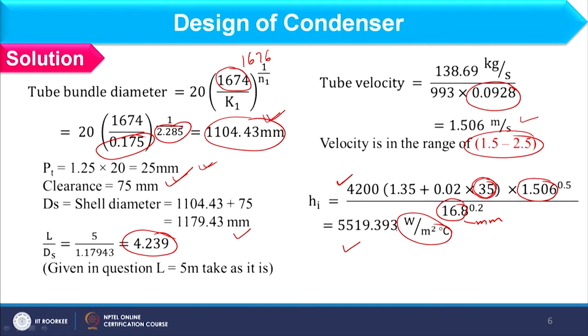This way you can find out the heat transfer coefficient on the water side or tube side, right? Next we have to find out the heat transfer coefficient on the shell side. For that you should understand the process of condensation on the shell side, right? It is basically a horizontally placed condenser where condensation is occurring on the shell side, and for that we should use the Nusselt equation. If you remember the previous lectures, we have discussed the heat transfer coefficient for each condition.